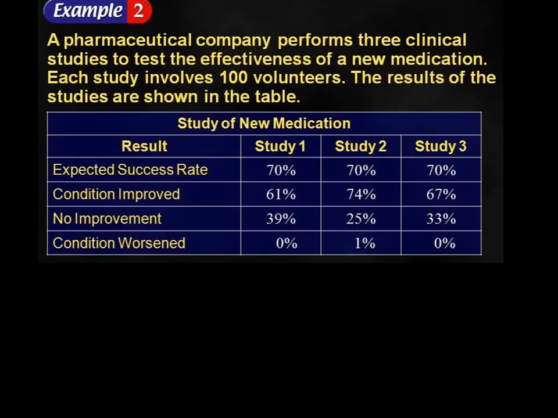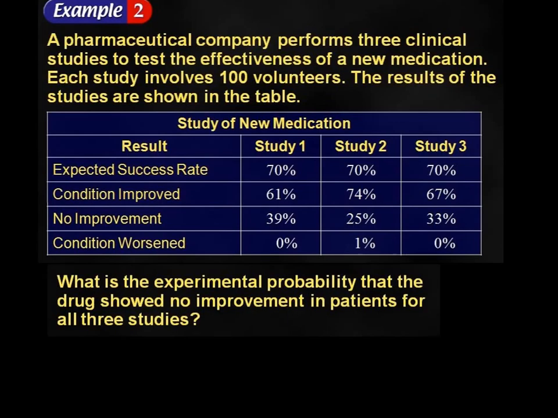A pharmaceutical company performs 3 clinical studies to test the effectiveness of a new medication. Each study involves 100 volunteers. The results of the studies are shown in the table. What is the experimental probability that the drug showed no improvement for all 3 studies?